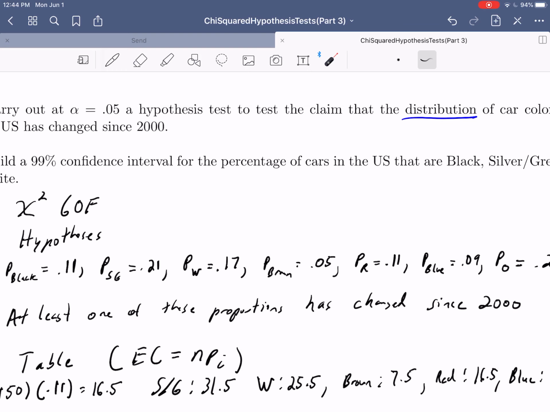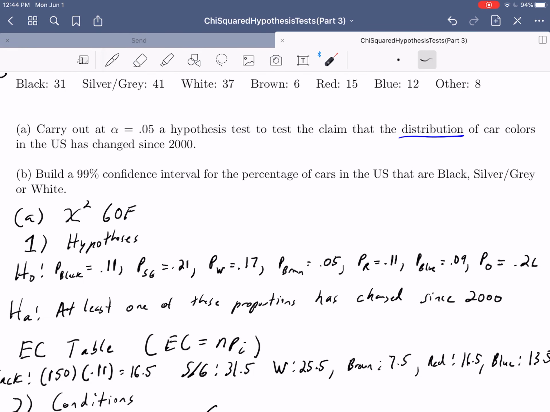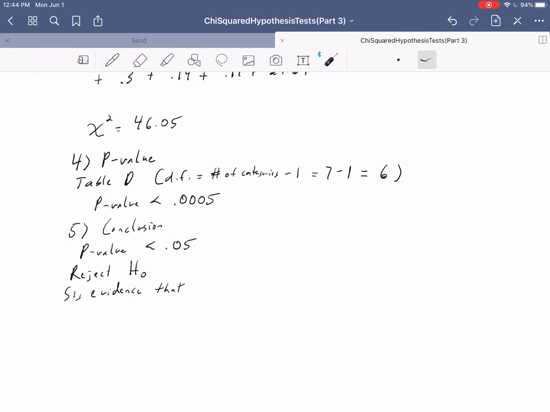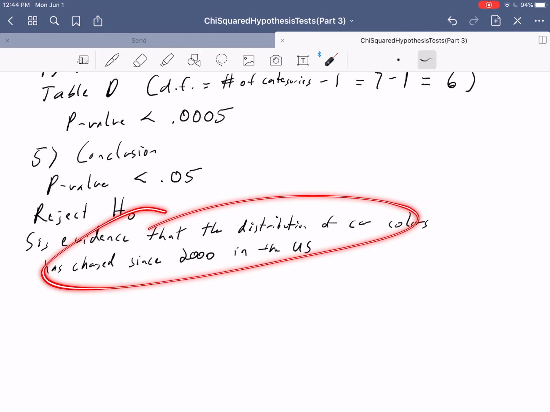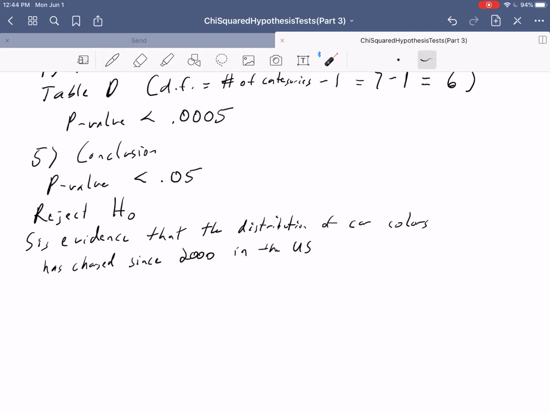Or, if you prefer to say it in a more consolidated form, you can say that the claim was that the distribution of car colors has changed. Either way would be appropriate, but we do have evidence for that claim. So, significant evidence that the distribution of car colors has changed since 2000 in the U.S. In other words, we are convinced that the distribution of car colors in the U.S. has shifted since 2000.